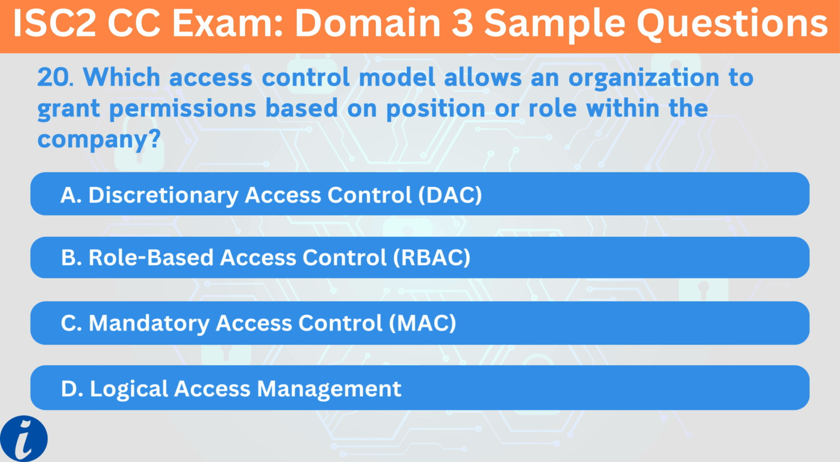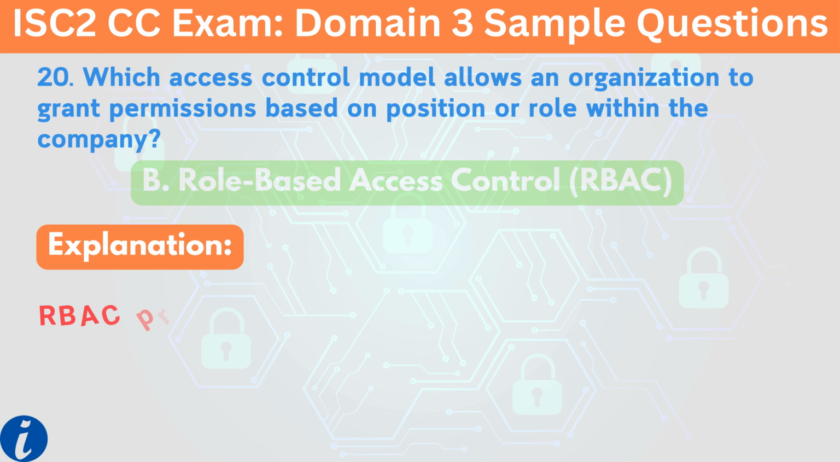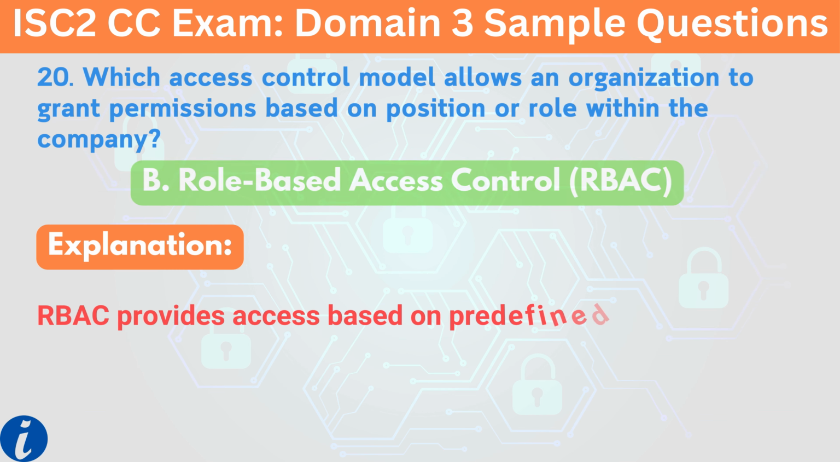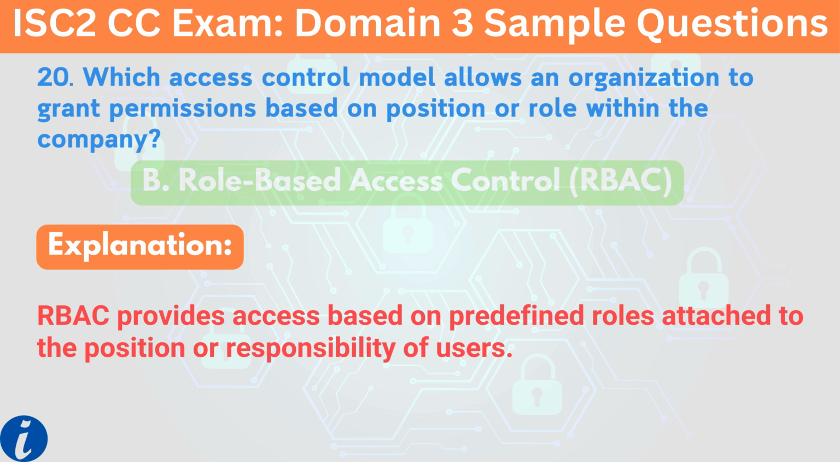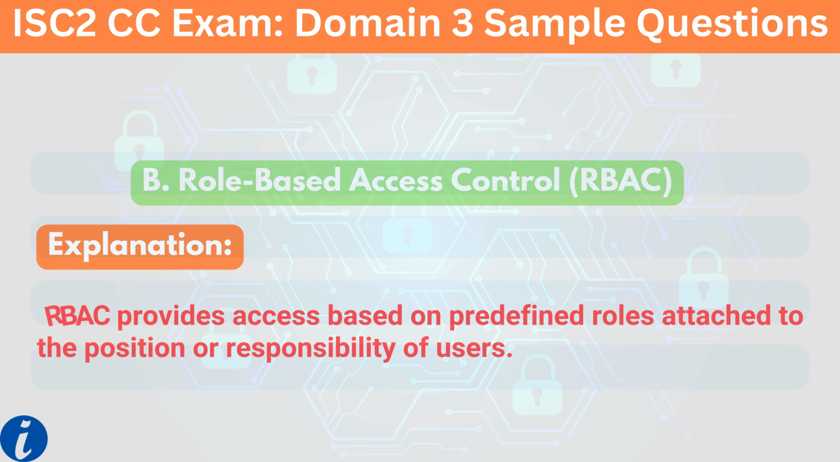20. Which access control model allows an organization to grant permissions based on position or role within the company? A. Discretionary access control, DAC. B. Role-based access control, RBAC. C. Mandatory access control, MAC. D. Logical access management. The correct answer is B. Role-based access control, RBAC. Explanation. RBAC provides access based on predefined roles attached to the position or responsibility of users.